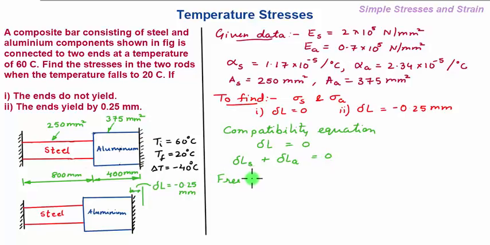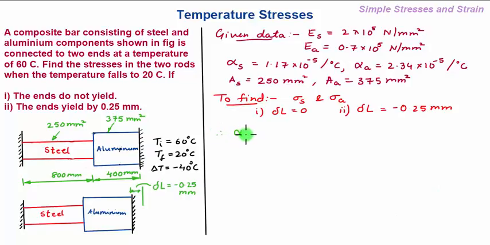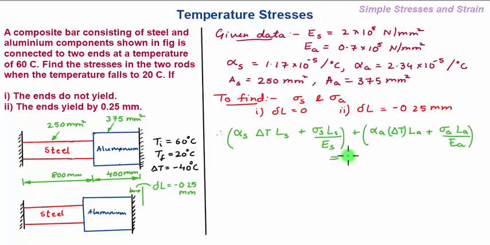Free expansion/contraction of steel plus expansion/contraction prevented, this is for steel, plus free expansion/contraction of aluminum plus expansion/contraction prevented, and this is for aluminum, and this algebraic sum is equal to 0. Therefore we have alpha S delta T into Ls plus sigma S Ls upon Es, which is delta L of total steel, plus alpha A delta T into La plus sigma A La upon Ea, and this whole algebraic sum is equal to 0.